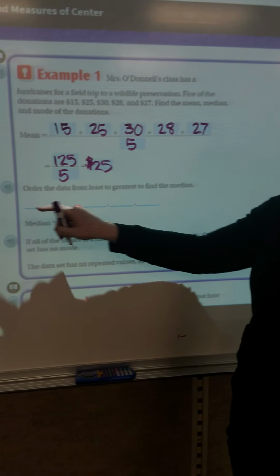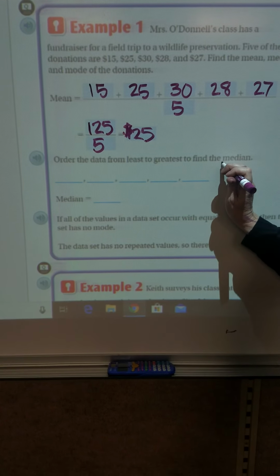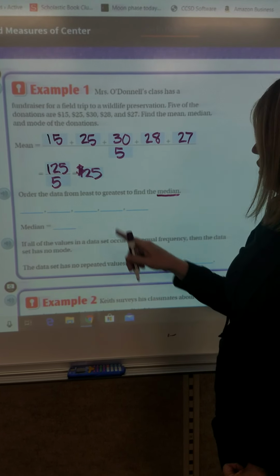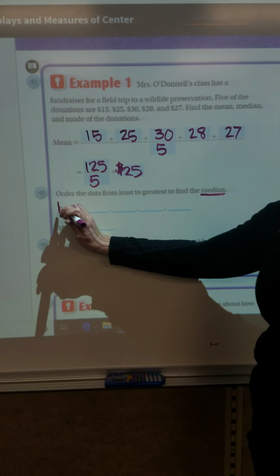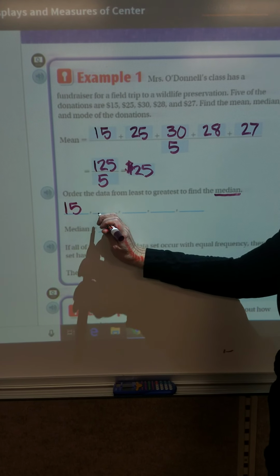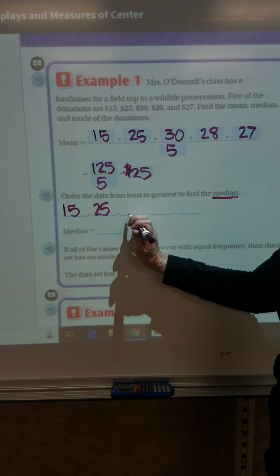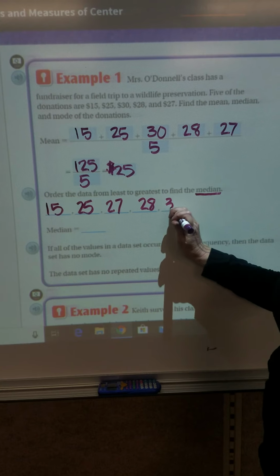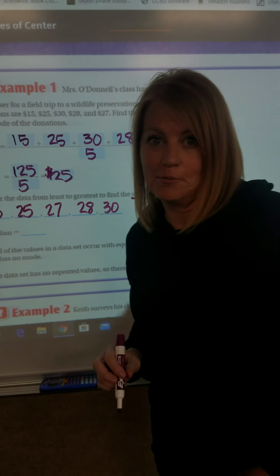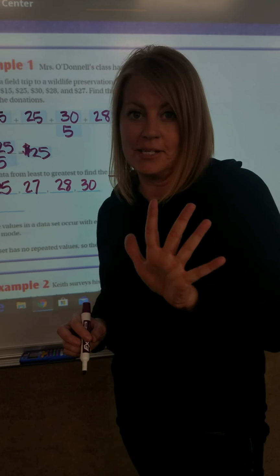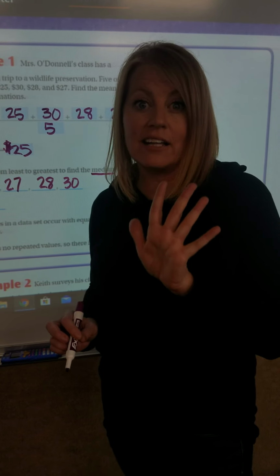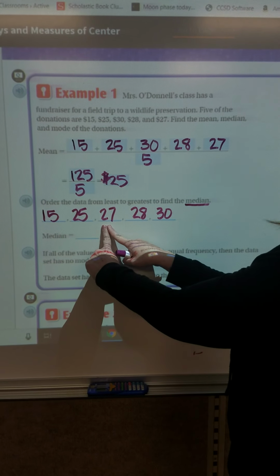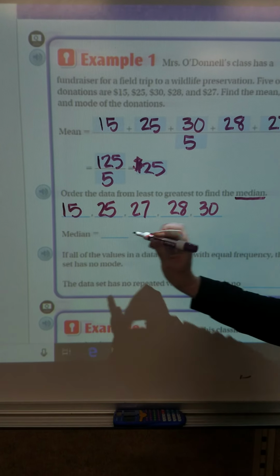Okay, if we're looking for the median, we're going to take all of our data values and put them in order from least to greatest. So 15 would be the smallest, then 25, 27, 28, and 30. Now, this time we only have 5, which I like because that means that's an odd number. That means there's one exactly in the middle. So the median, or the middle, is $27.